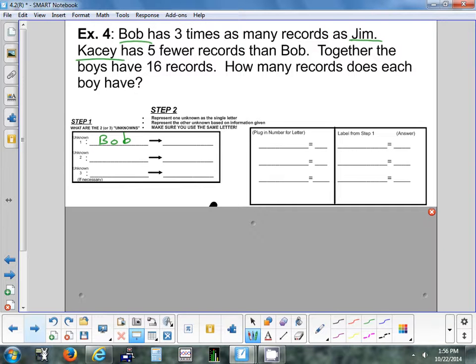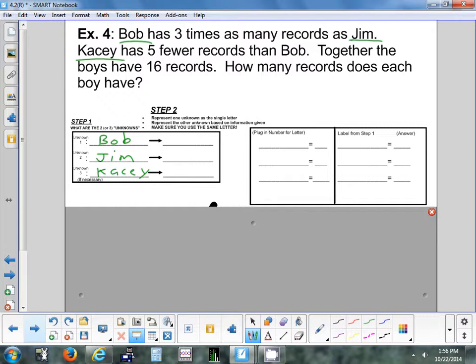Bob. We've got to find out how many records he has. Jim. We've got to find out how many he has. And who's the last person? Casey.